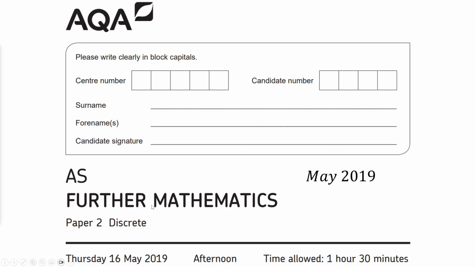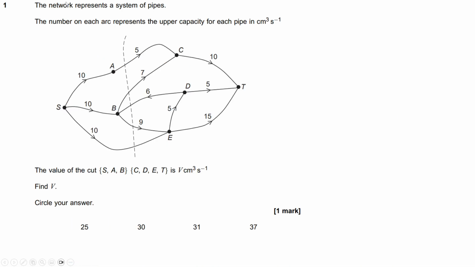This is the 2019 Discrete Further Maths AS paper. So this is network flows. To draw these cuts, well, it's already drawn, but if it's not, then you just want to have whatever's here on one side and whatever's here on the other side. And you're only looking at what's going from the source side to the sink side.